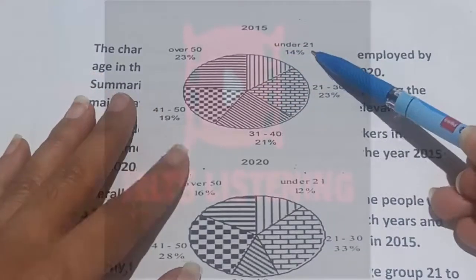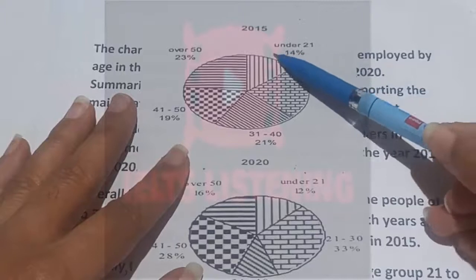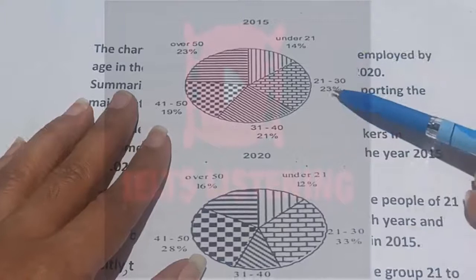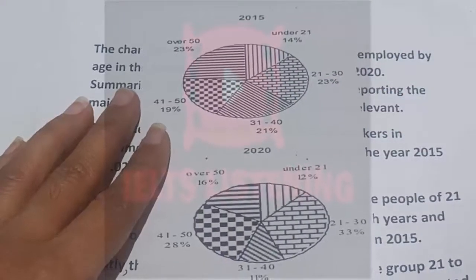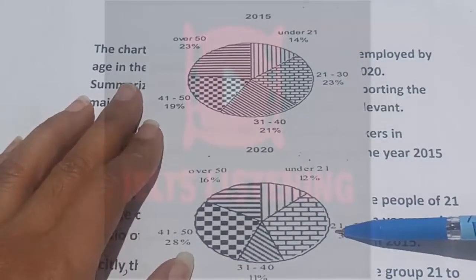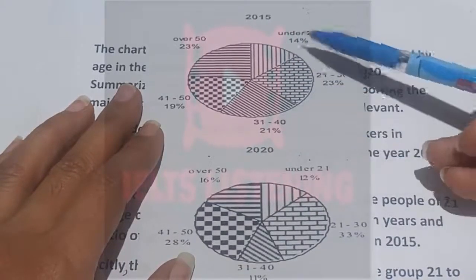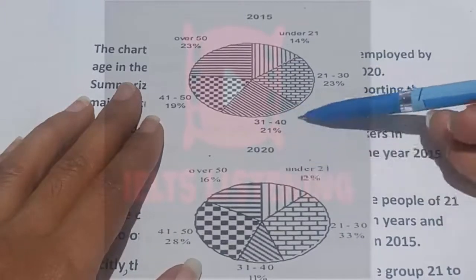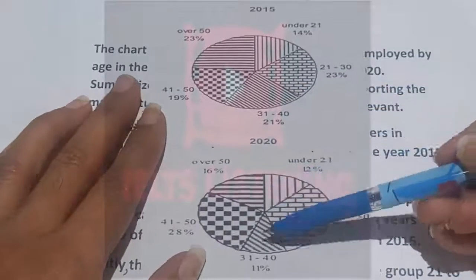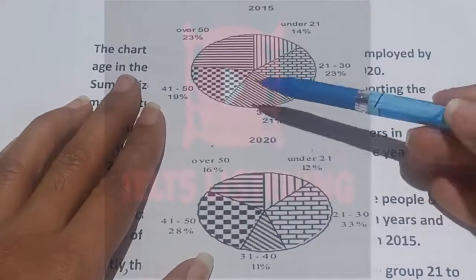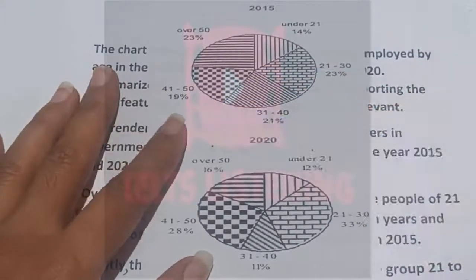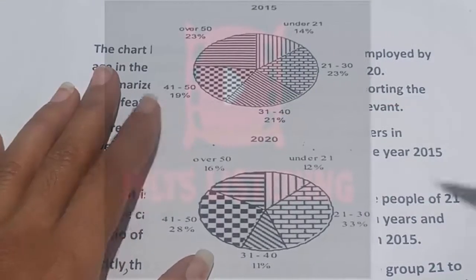So we can see those who are under 21, there 14% of the people were employed in government sectors, 23% for the age 21 to 30, and the ratio increased by 10% after 5 years. And for this it decreased minimally by 2%. And if we talk about 31 to 40, 21% were employed in the government sector and the ratio plunged by 10% after 5 years.